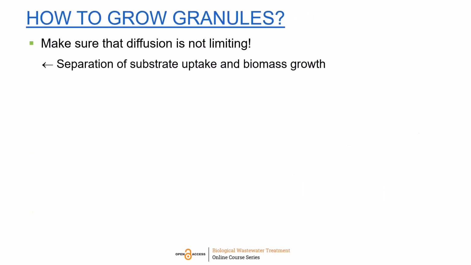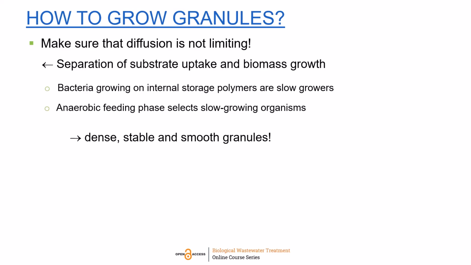So in summary, aerobic granules are grown by making sure that diffusion is not limiting. This is done by separating the substrate uptake and the biomass growth, by having a separate anaerobic feeding phase. The bacteria grow on internal storage polymers. They are slow growers, and the anaerobic feeding phase selects for these slow growing organisms, which results in the formation of dense, stable and smooth granules.